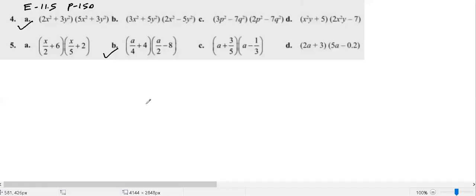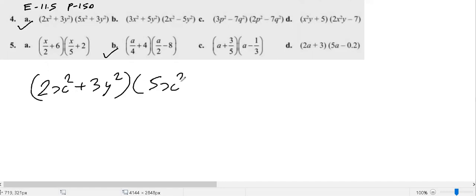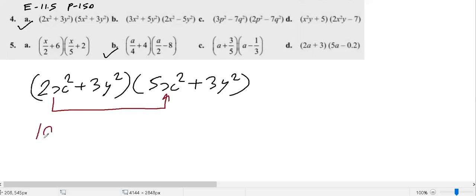Fine. So here question number 4a, I need to solve. It says 2x square plus 3y square into 5x square plus 3y square. How will I solve? First I will multiply this with this. 2 5s are 10. X square into x square is x to the power of 4.